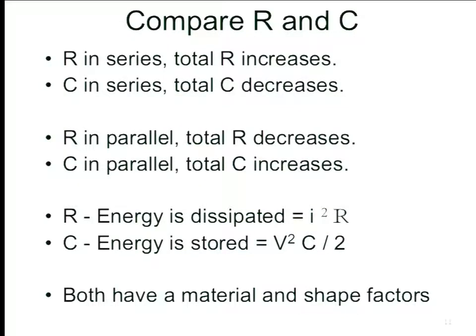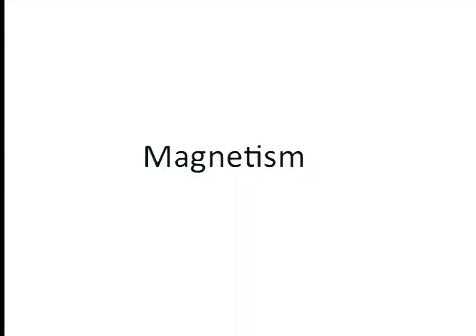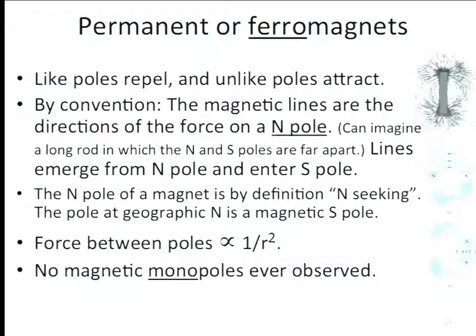So here's a comparison between the two elements we know, resistors and capacitors. When you put them in series, one increases, the other decreases. If you put them in parallel, the resistors decrease in total, the capacitors increase. In the resistor, the energy is dissipated, and in the capacitor, and they both have this. So there are similarities and differences. Now I want to go on to magnetism. I'm sorry at the quick switch, but we need to.